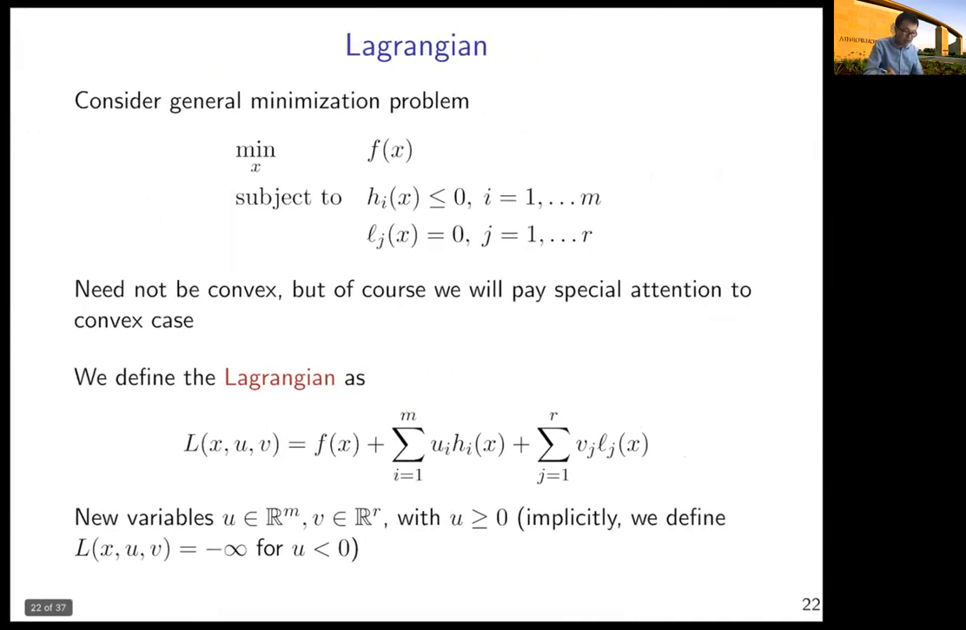Okay, so let's take the standard form of the convex optimization problem with h_i being a sequence of convex functions and l_j being a sequence of affine functions of x. When these are convex optimization problems, that's a requirement: f and h to be convex and l to be affine.